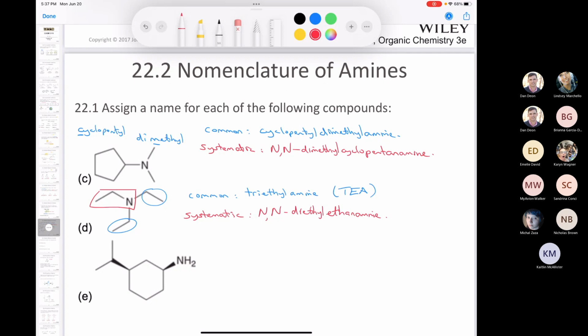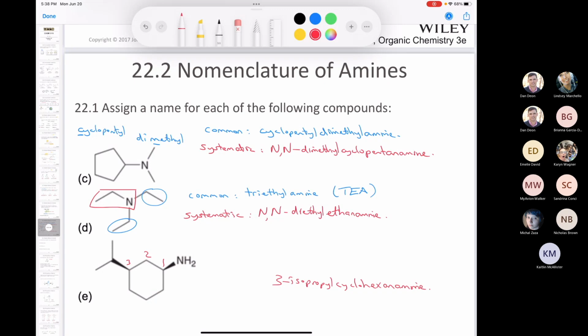And the last one, we're only going to use the systematic way of naming this. Our longest chain is 6 carbons, so this is some kind of cyclohexanamine. So we have carbon 1, 2, 3. So this is 3-isopropylcyclohexanamine. So scribble that in, 3-isopropylcyclohexanamine.